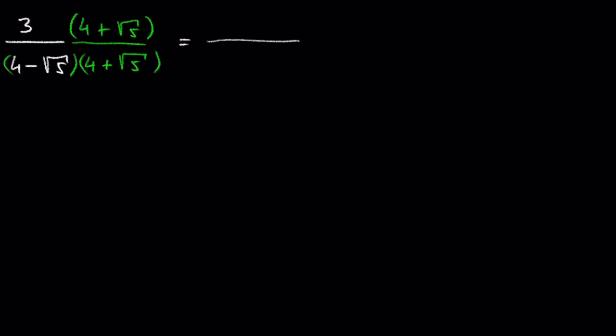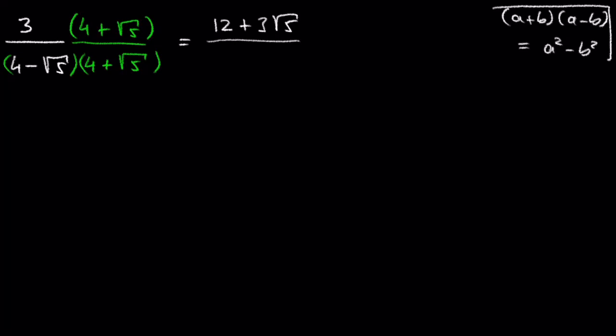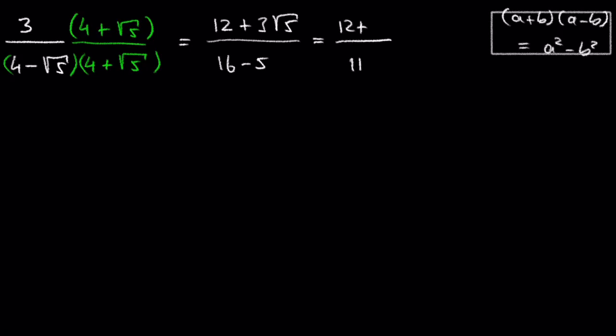3 times 4 is 12. And 3 times the square root of 5 is 3 times the square root of 5. The third binomial is very helpful here, so I highly recommend memorizing it. A plus b times a minus b is equal to a squared minus b squared. So we get 16 minus 5, which is 11. And we are done with this problem.